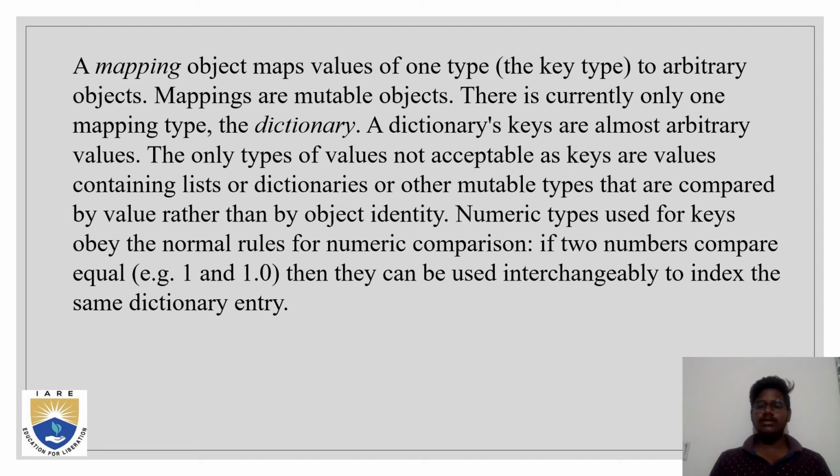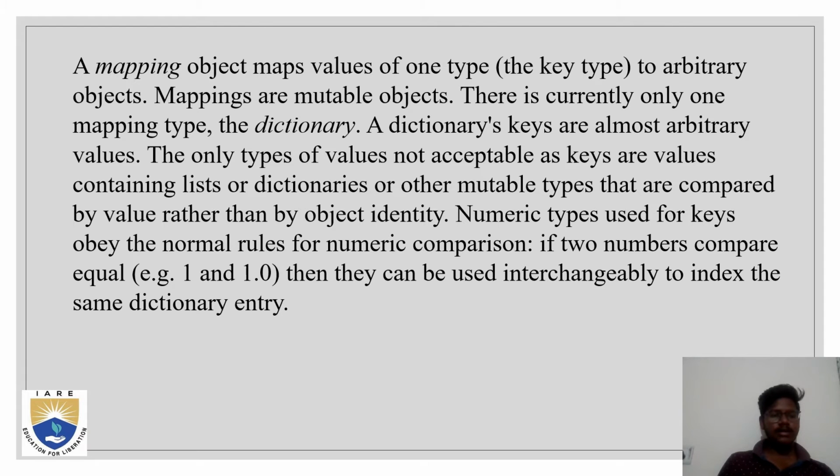Numeric types used for keys obey the normal rules for numeric comparison. If two numbers compare equal, then they can be used interchangeably to index the same dictionary entry.